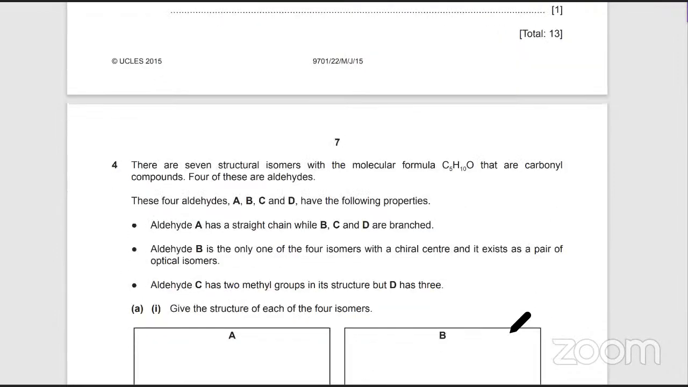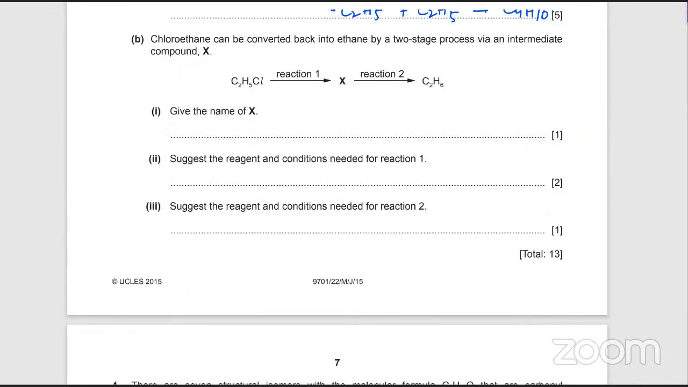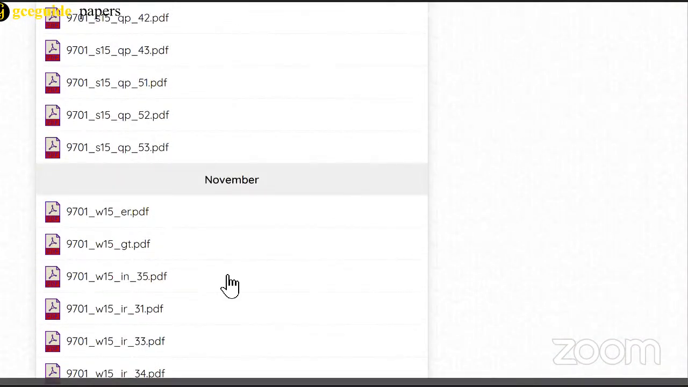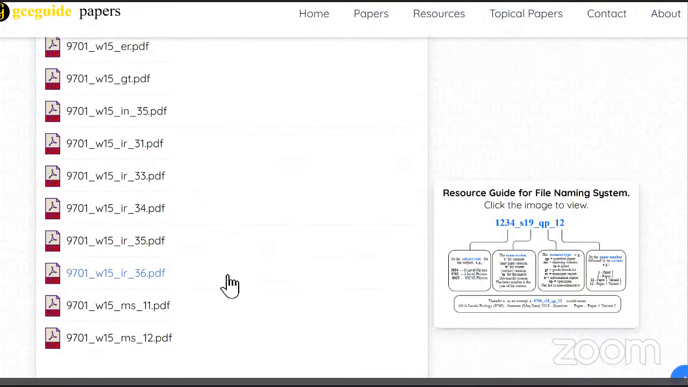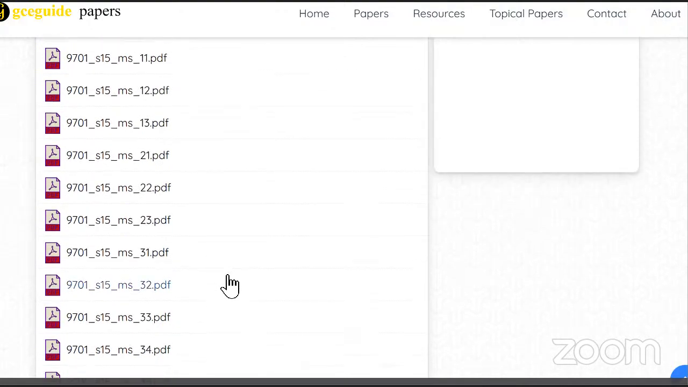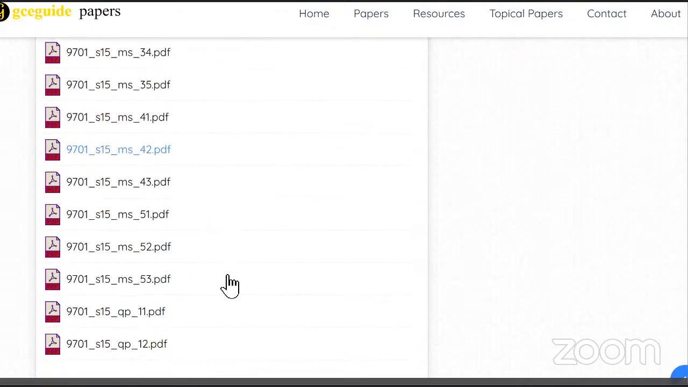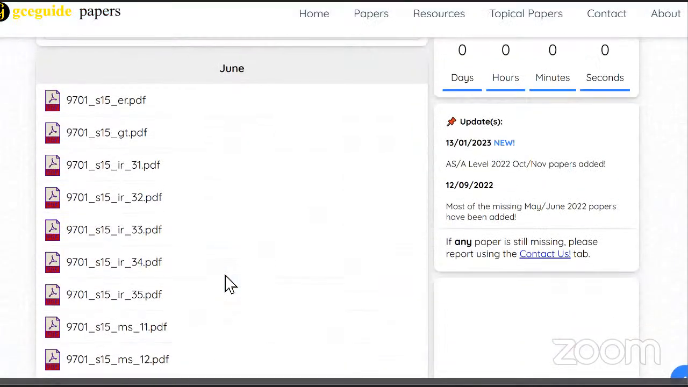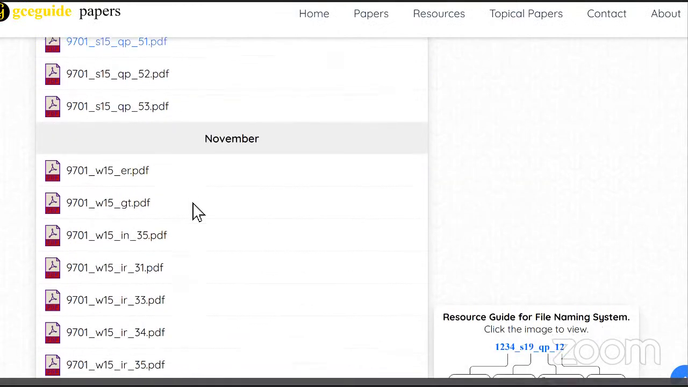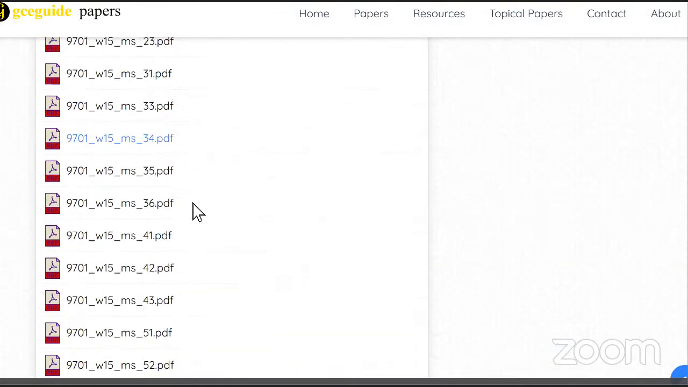अच्छा, अगला part. चलो organic अभी हम skip करें. ठीक है, we'll just focus on physical chemistry questions right now. ये भी कौन सा किया था हमने? Summer 15. अच्छा विंटर का कर लेते हैं.